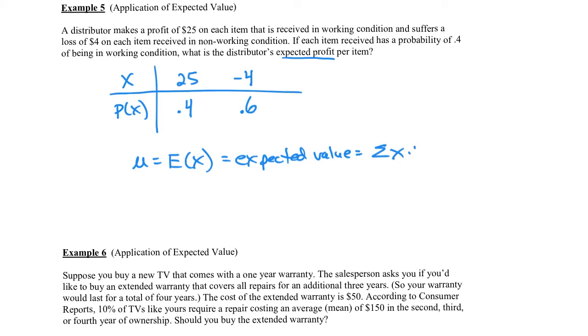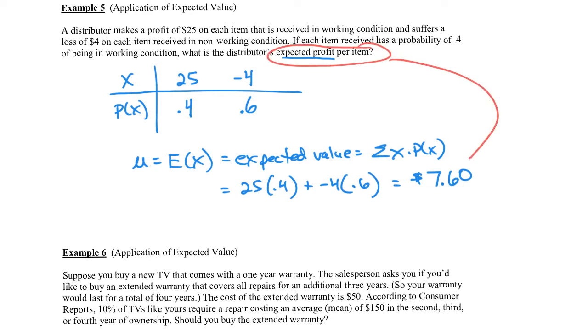And then we've got this formula for it, which basically whenever we use one of these, it's just going to be x times the probability of x plus this x times the probability of that x. So just like before, we have 25 times 0.4 plus negative 4 times 0.6. Realizing this is in terms of money, you will get 7.60. And that is the expected profit per item. Expected profit per item, $7.60.